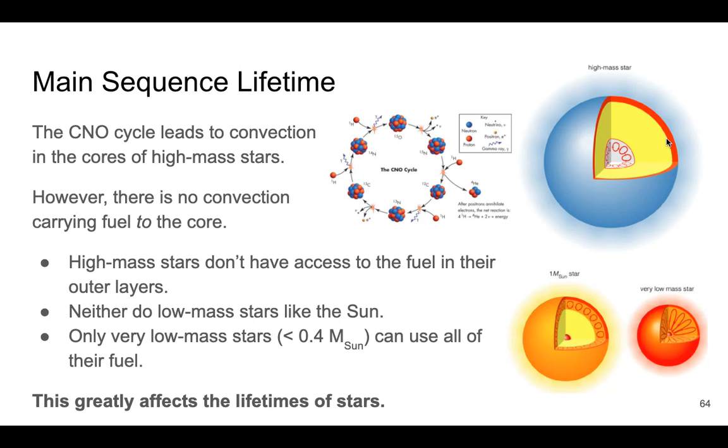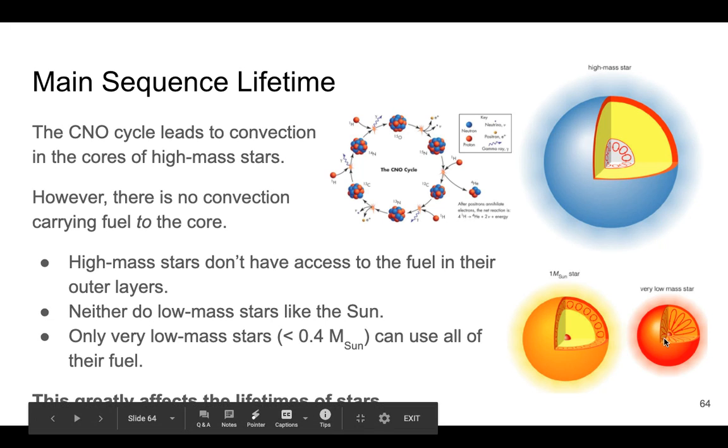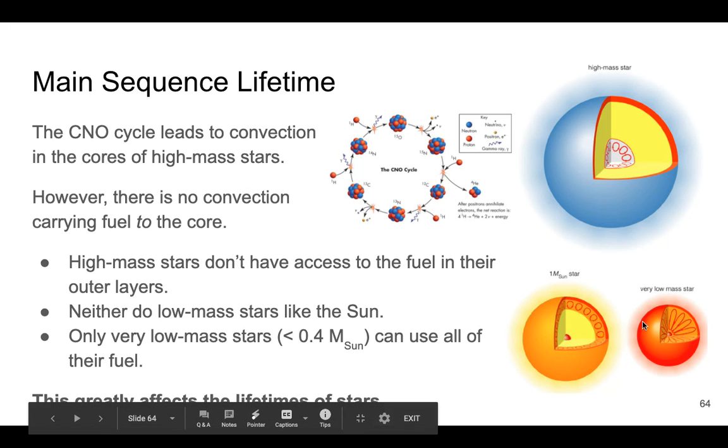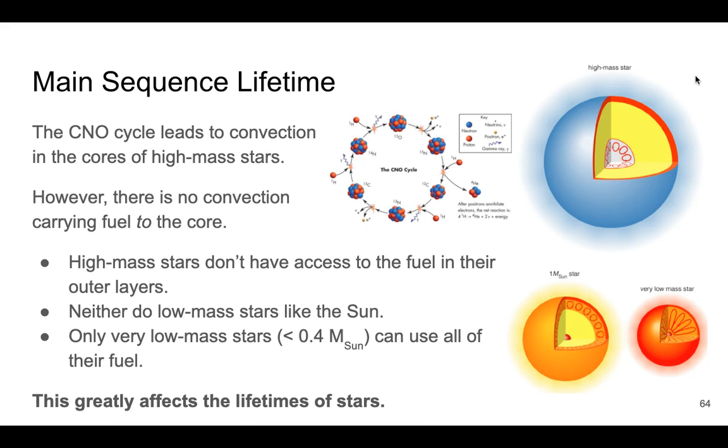It's only the very low mass stars, between 0.1 and 0.4 times the mass of the sun, where you have convection all throughout the star. So in a star less massive than the sun, you can have convection carrying all of this fuel. These low mass stars, even though they have less mass, basically all of their mass is available for fusion, which is not the case in stars like the sun, and definitely not the case in the very high mass stars. So this is going to affect the lifetimes of the stars.